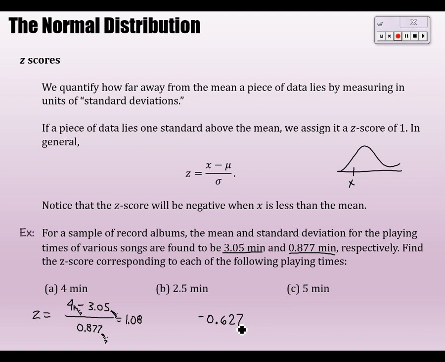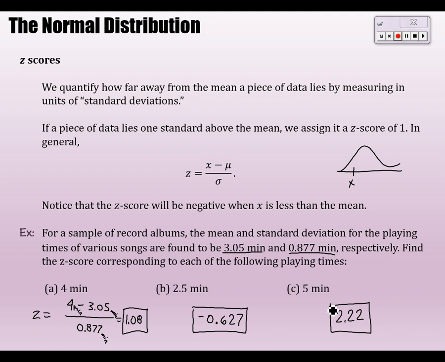Can someone confirm that? Yeah. So 1.08, about 1 standard deviation above. Negative 0.627, about 2/3 of a standard deviation below. Kyle, in the last one? 2.22. Yeah. So that is a weird song, and we can quantify the weirdness. We don't have to just be like, well, it seemed kind of weird. We can now say with certitude it's 2.2 standard deviations above the mean.